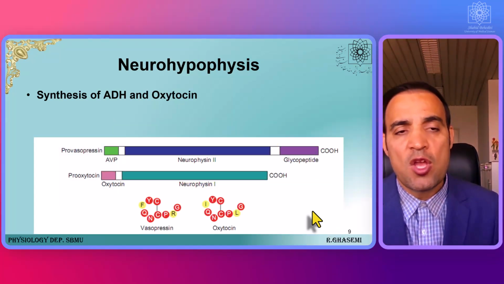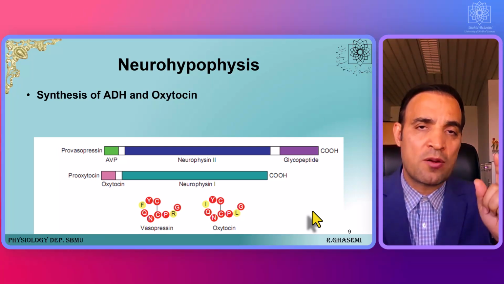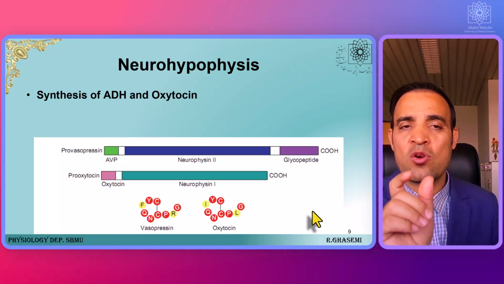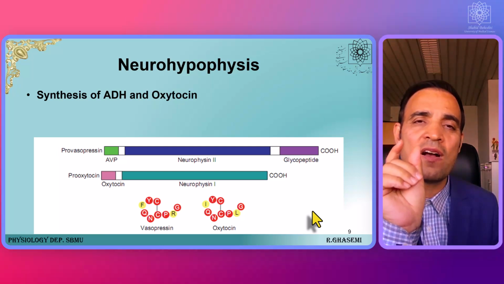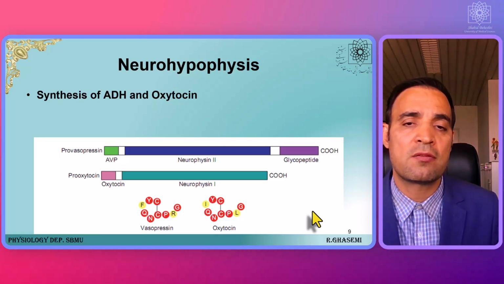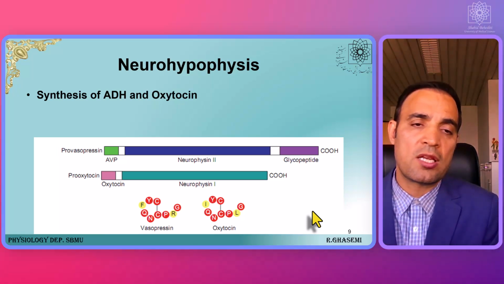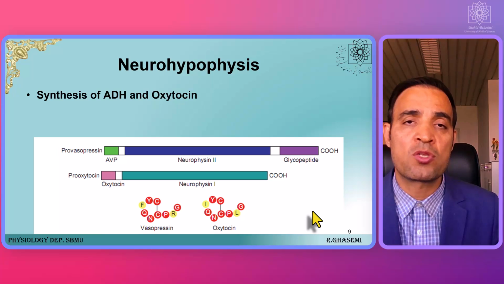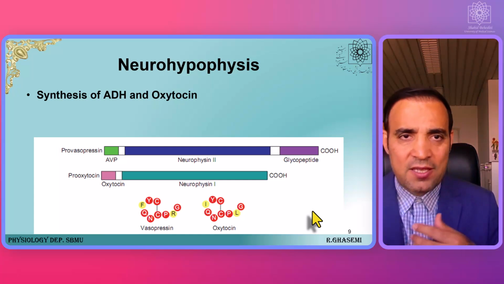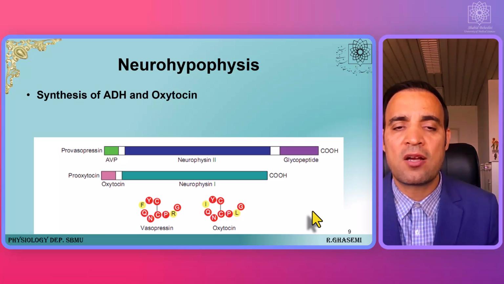Have a look at this figure. Provasopressin and prooxytocin are those proteins that I told you are produced firstly. And as you see, oxytocin and antidiuretic hormone are a very short length of this large protein. The other part of this protein, for provasopressin, is a large protein named neurophysin 2 and a glycoprotein, and for prooxytocin, a large protein that is named neurophysin 1. After the processing happens, the final hormones that are released are oxytocin and vasopressin.